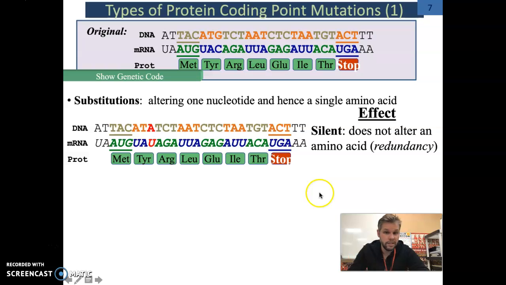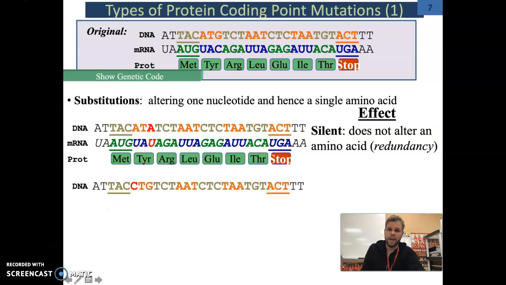And this is because of the redundancy in the genetic code, right? This third base will actually code for the same amino acid. So we don't even have to worry about the mutation, right? It's not a problem. Now, let's say that we have a slightly different change here, right?